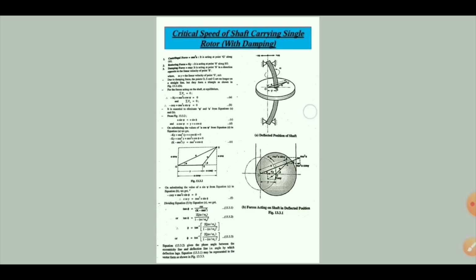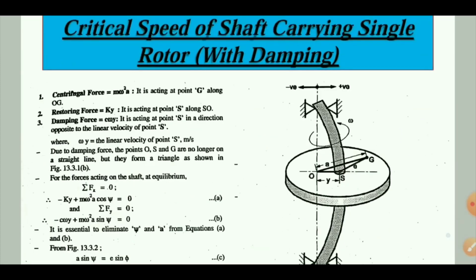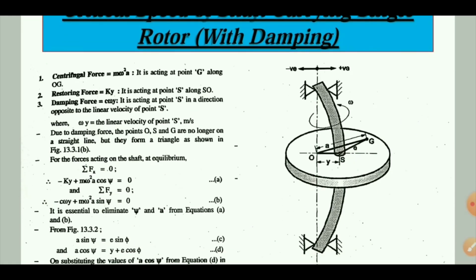Discuss the critical speed of a shaft carrying a single rotor with damping. Now, for the case with damping, all parameters will be the same, but due to the existence of damping, there will be a damping force equal to C omega y, where C is the damping coefficient, omega is our angular velocity, and y is our deflection.